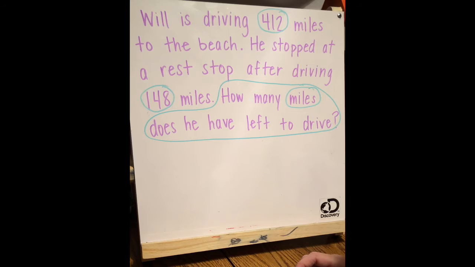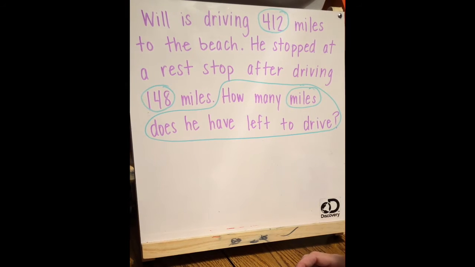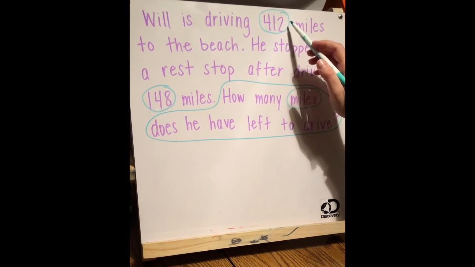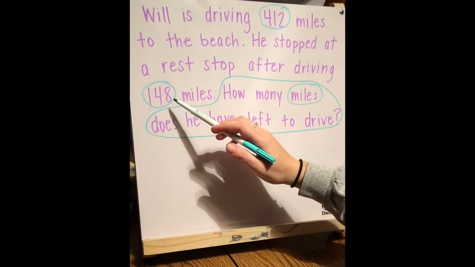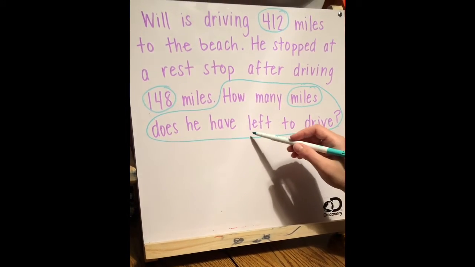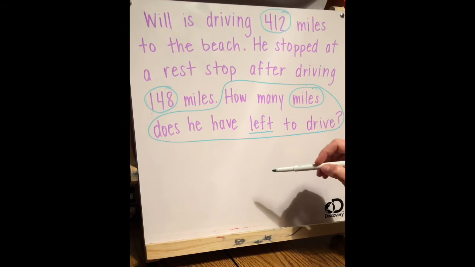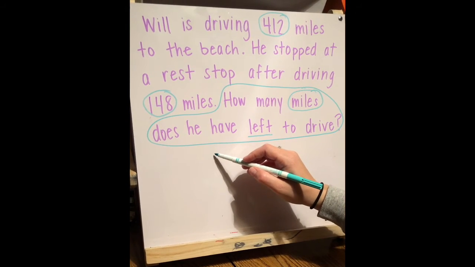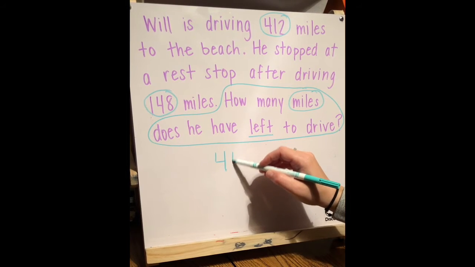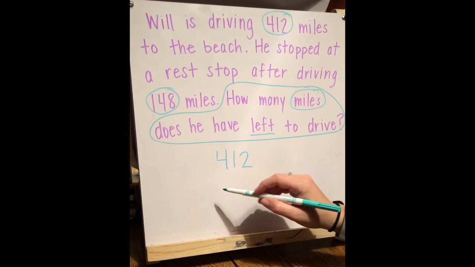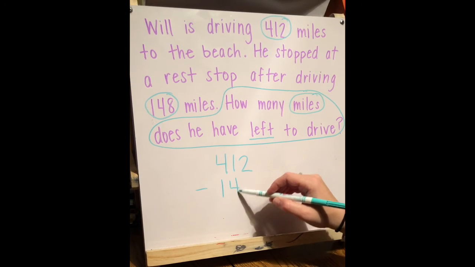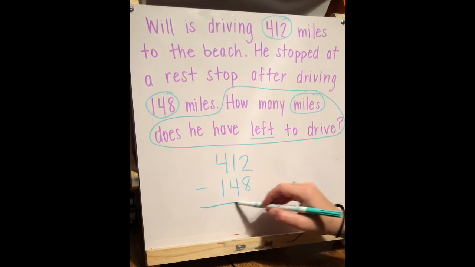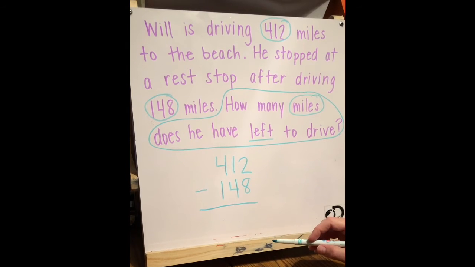Next, we want to understand the operation. So we have our total here, which is 412, and he already drove 148. So we're trying to figure out how many he has left. So we're going to take our total. We're going to subtract the miles that he already drove, and that will tell us how many are left that he still needs to drive.